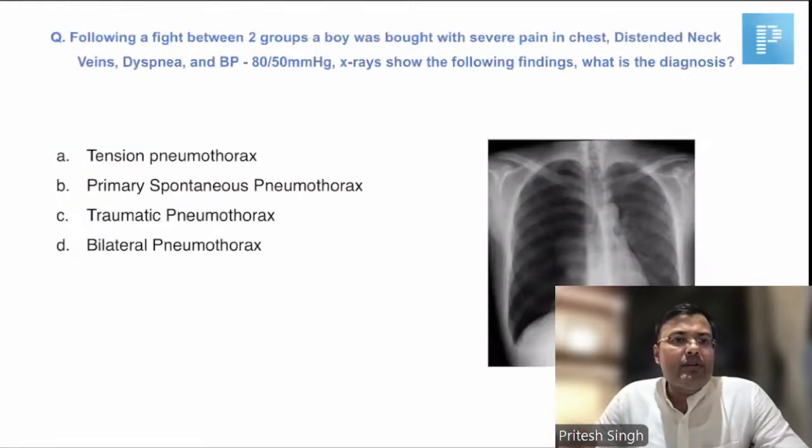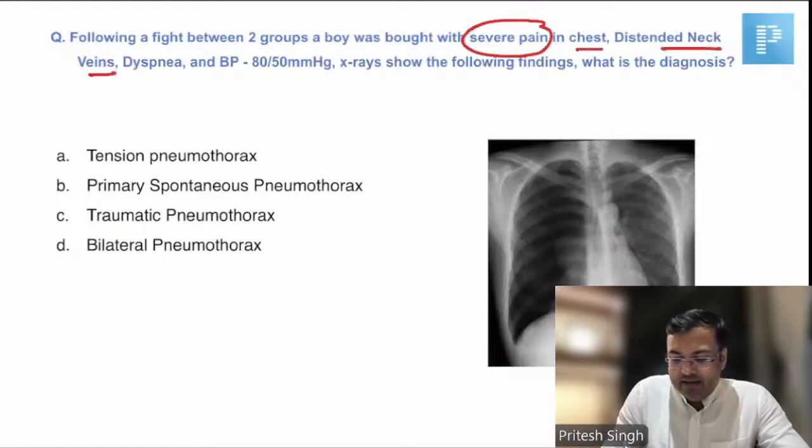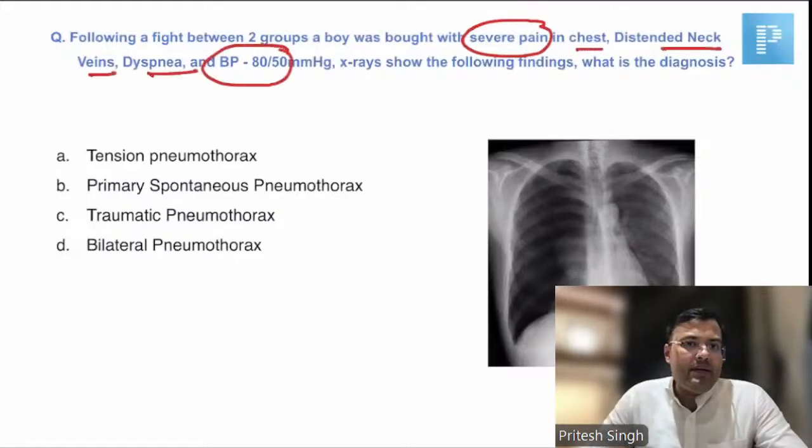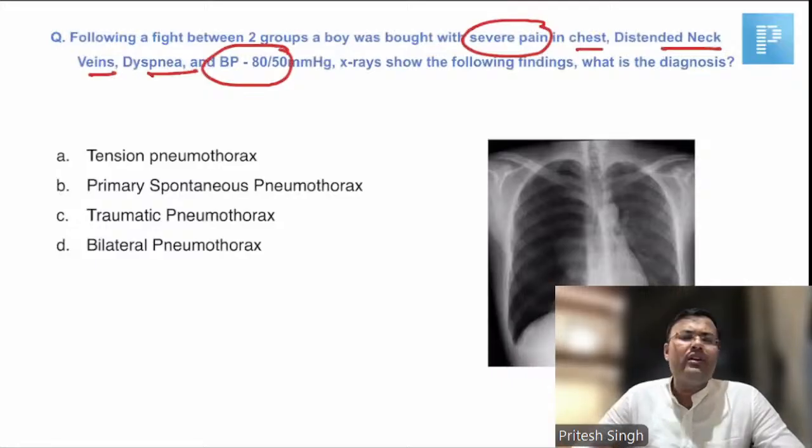After that, this is one of the famous questions which was asked many times. Following a fight between two groups of boys, there is severe pain in the chest. The patient is having distended neck veins, dyspnea, and low BP. BP is 80/50. X-ray shows the following findings. What's the diagnosis? So it's very, very easy.